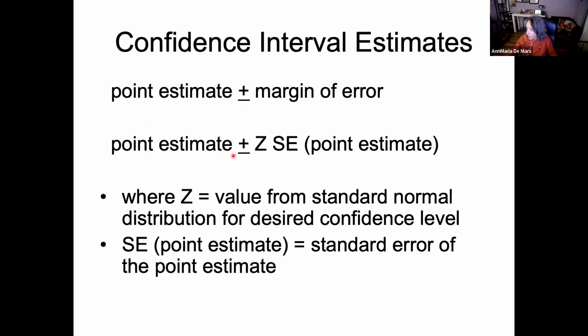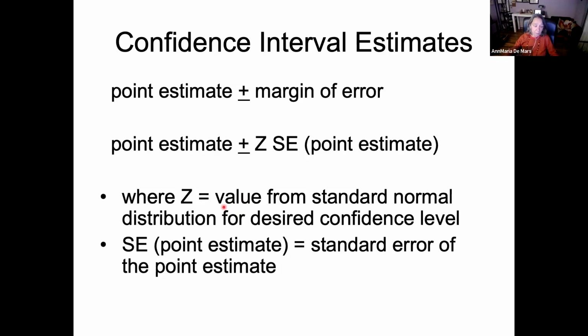And that may be the point estimate plus or minus Z times the standard error, where Z is the value from the standard normal distribution for the desired confidence level. If you want 95% confidence, which is standard, you'd use 1.96. If you wanted 90%, I wouldn't advise it, you would use a different number. If you wanted 99%, you would use a different number.